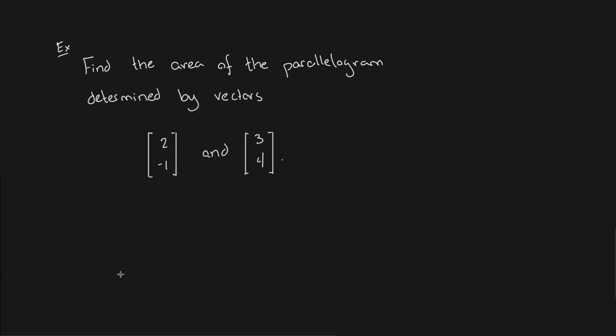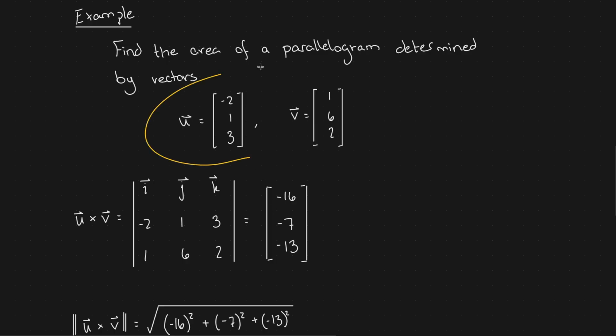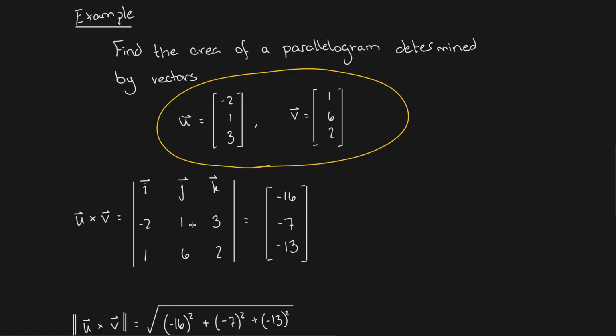Now, this one's interesting because for the last problem, we knew to find the area of the parallelogram, we just need to take the cross product of these two vectors. But these were three-dimensional vectors. They lived in R3. And so the cross product was well defined.